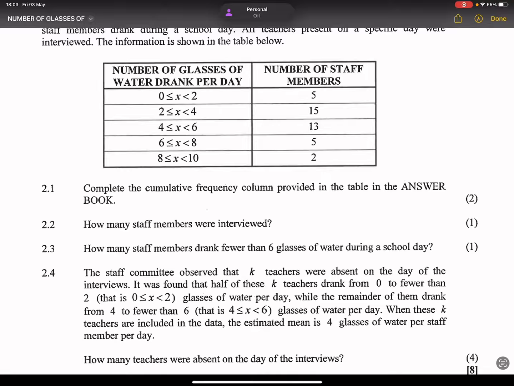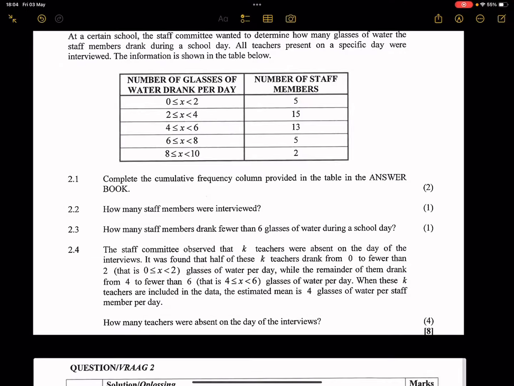All right, and so we hop on to question 2. They give us there, at a certain school, the staff committee wanted to determine how many glasses of water the staff members drink during a school day. All teachers present on a specific day were interviewed, and the information is shown in the table below. So they've given us that table. X represents the number of glasses, and we've got the number of staff members in each class.